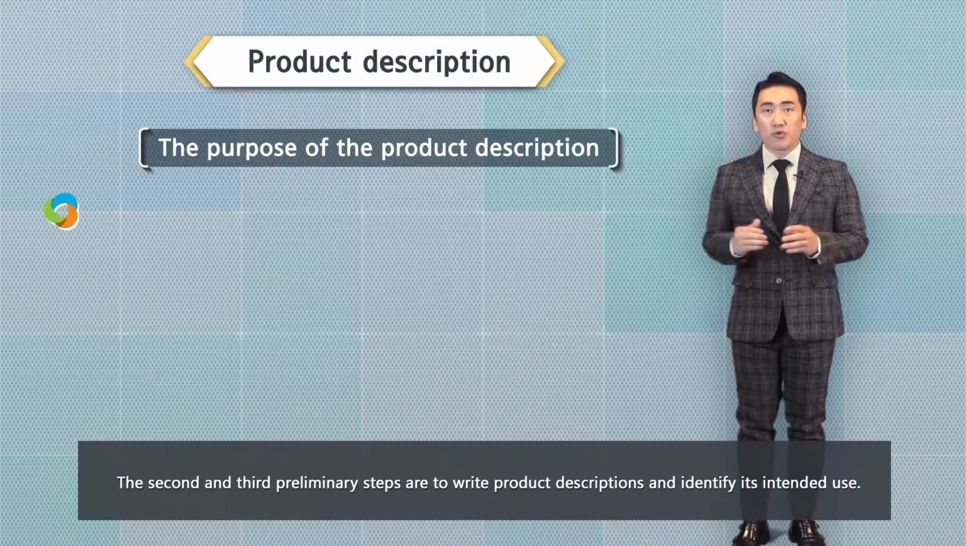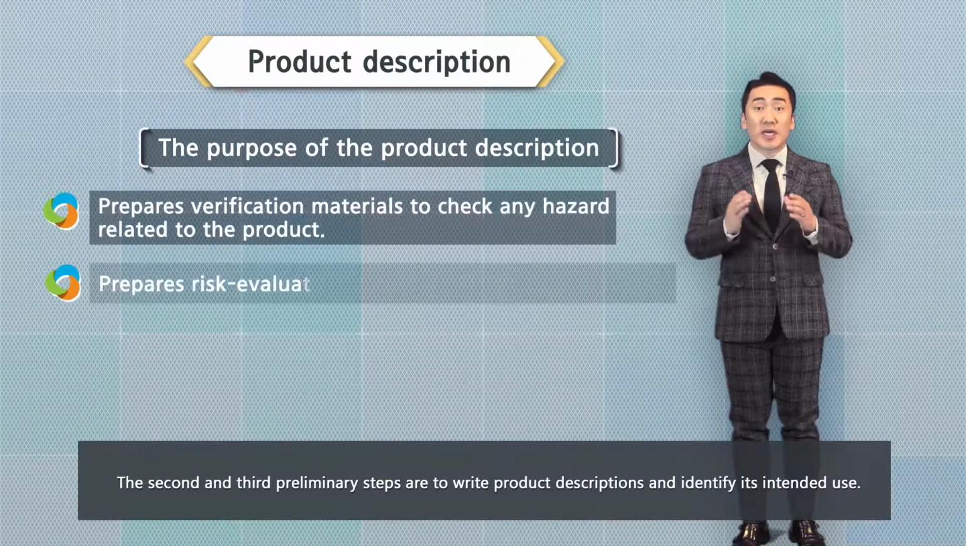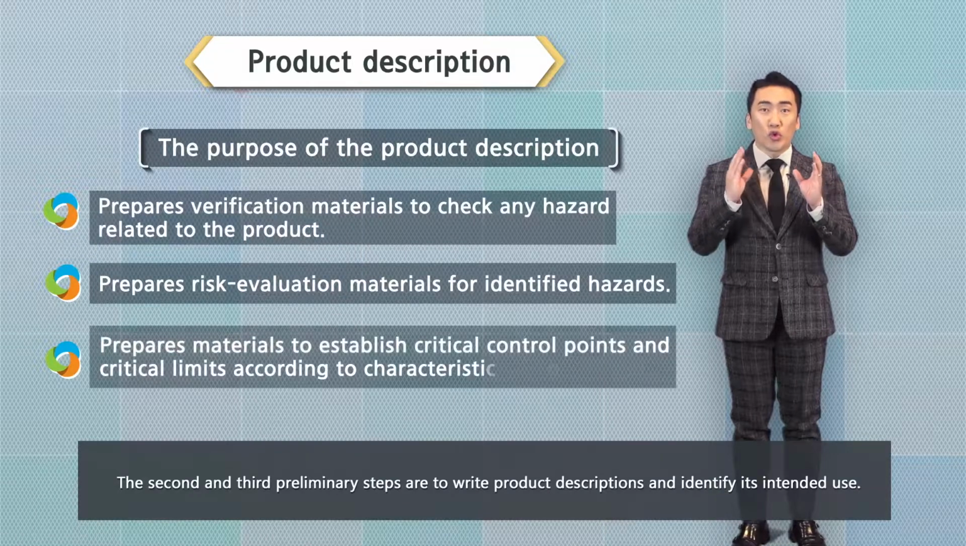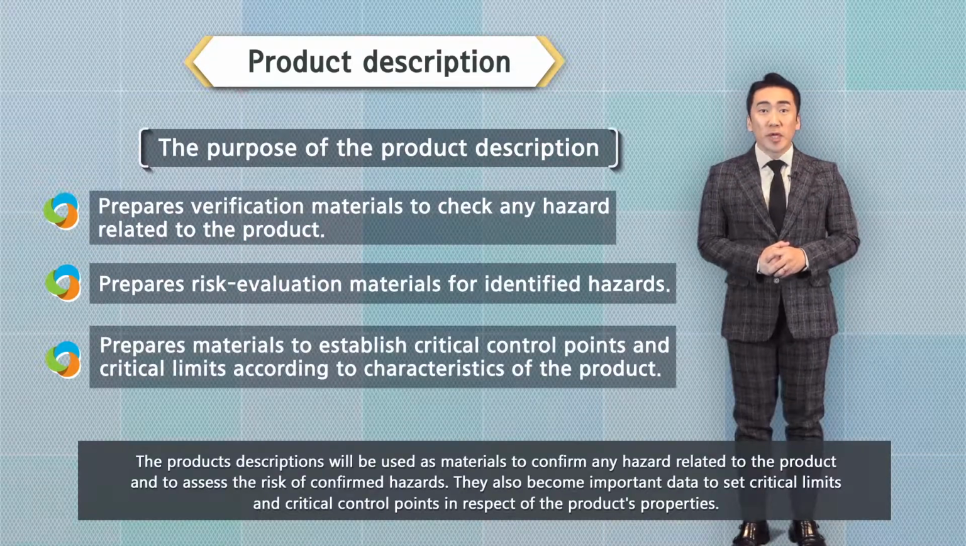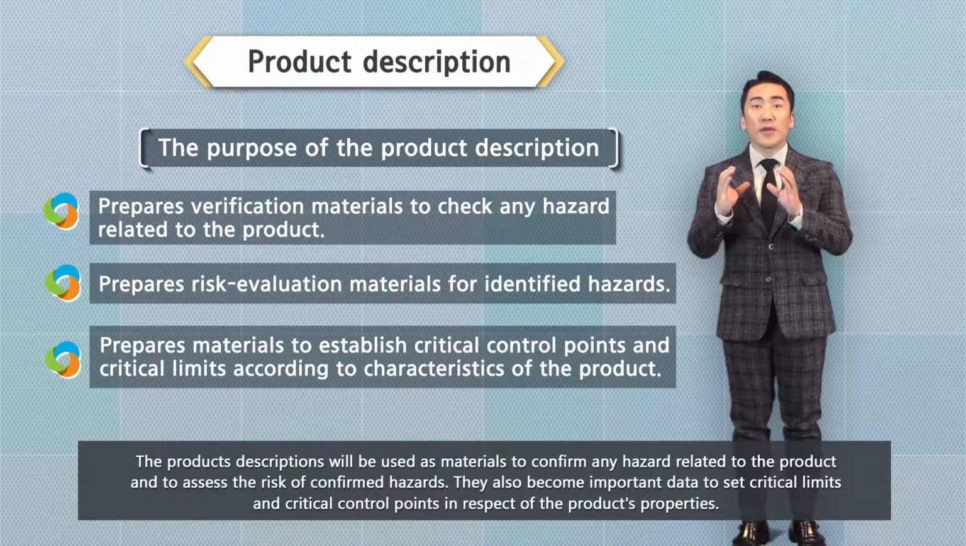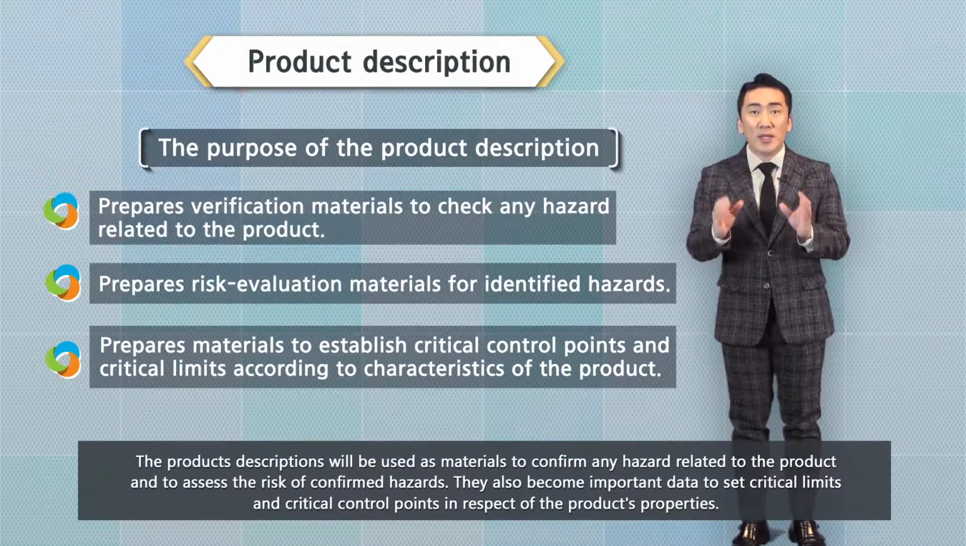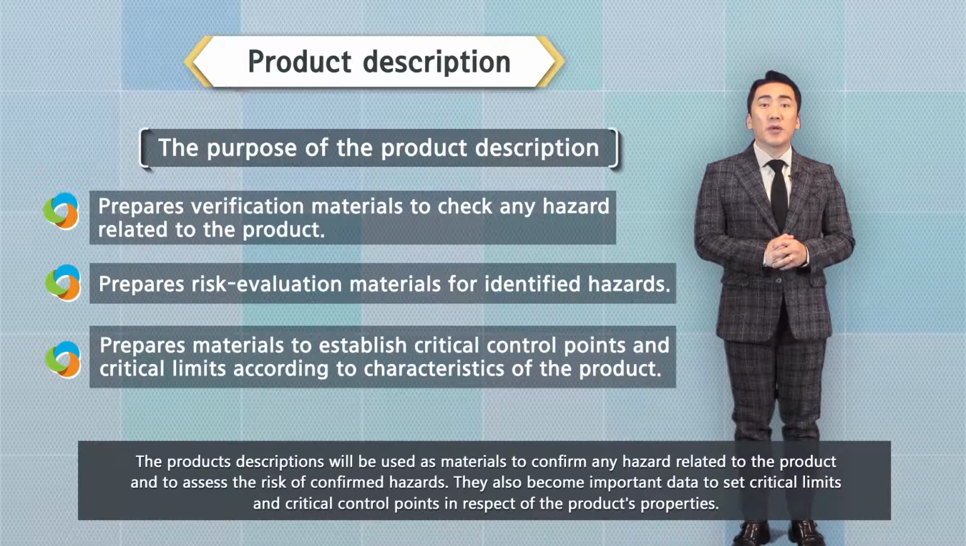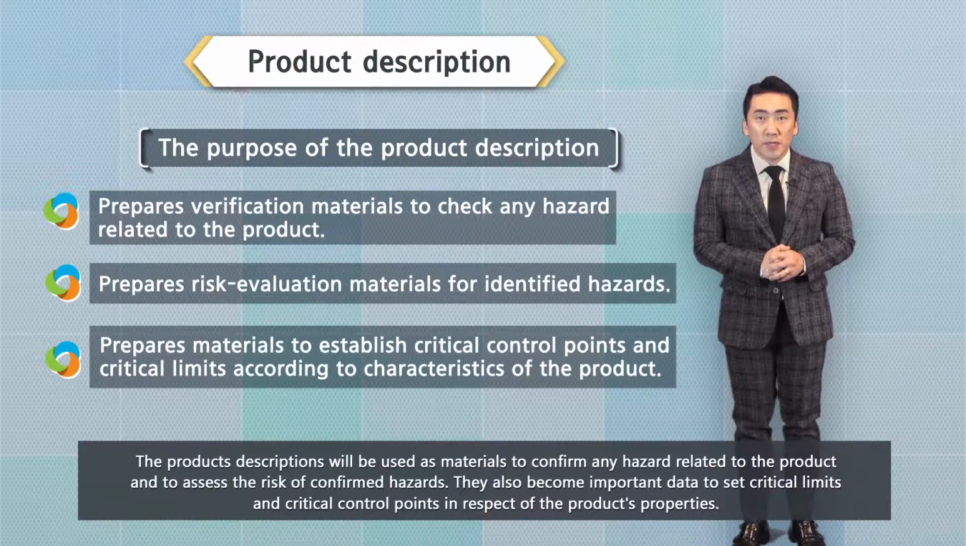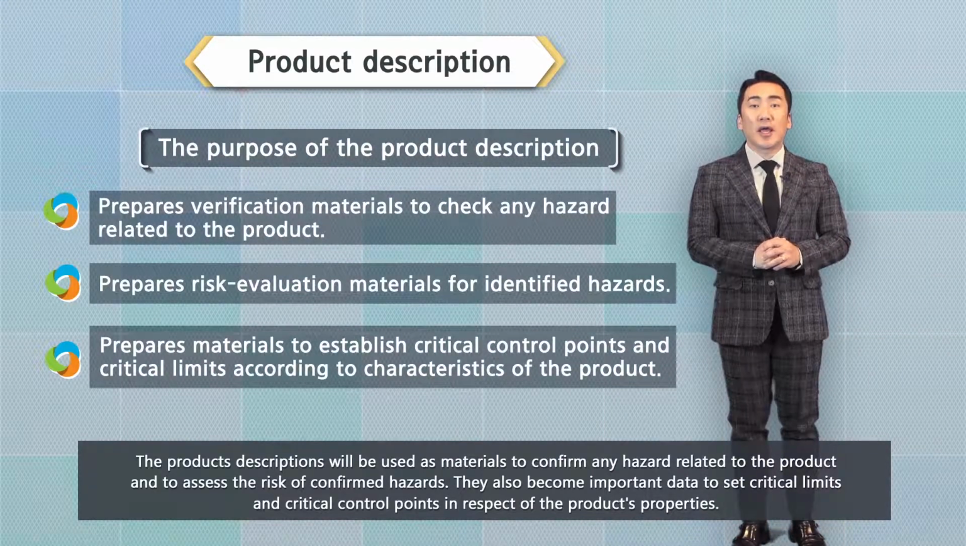The second and third preliminary steps are to write product descriptions and identify the intended use. The product's descriptions will be used as materials to confirm any hazard related to the product and to assess the risk of confirmed hazards. They also become important data to set critical limits and critical control points in respect of the product's properties.